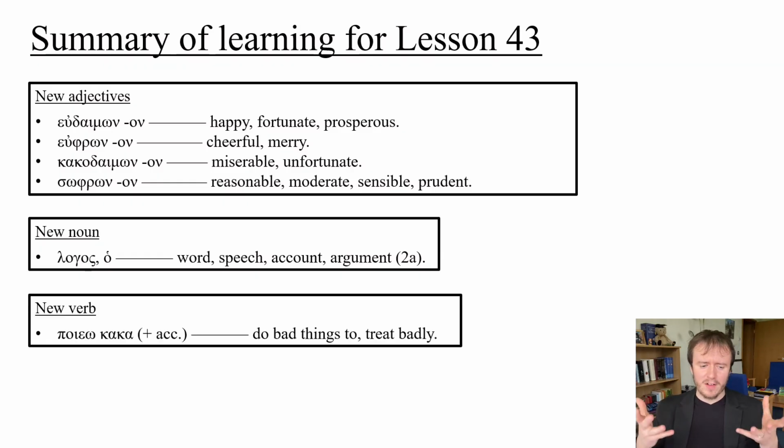And finally, we have met a new verbal construction, namely poiein kaka, which means to do bad things to, or you could say to treat someone badly, and that person goes in the accusative. We do already know the verb poiein, but this is a particular use of poiein with the word kaka.